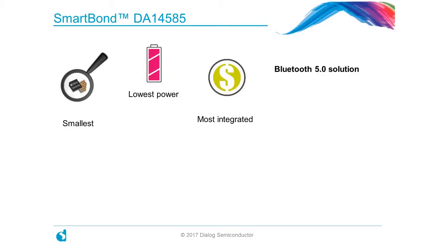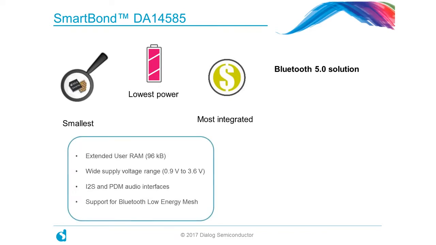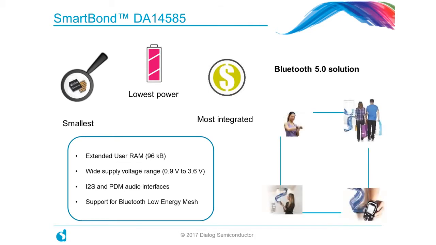The device offers great flexibility with features like extended user RAM of 96 KB, wide operating voltage of 0.9 volts to 3.6 volts, I2S and PDM audio interfaces for voice support, and Bluetooth Low Energy Mesh. In fact, our DA14585 is ideal for adding Bluetooth Low Energy to products like remote controls, proximity tags, beacons, connected medical devices and smart home nodes and much more.